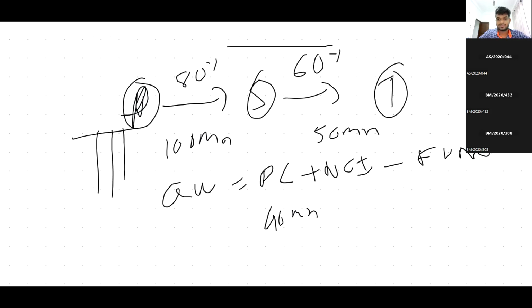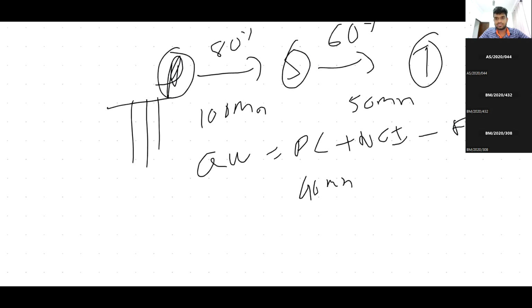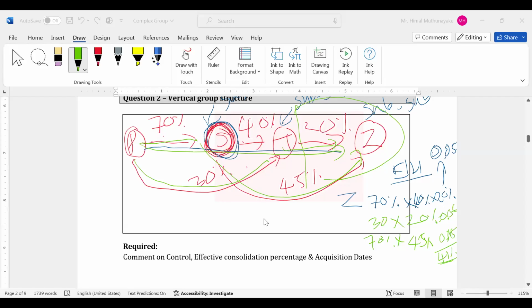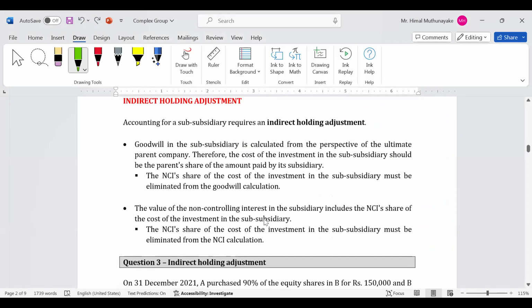Now, did you understand? I think I hope this is clear. So let's work on one question to get the understanding.